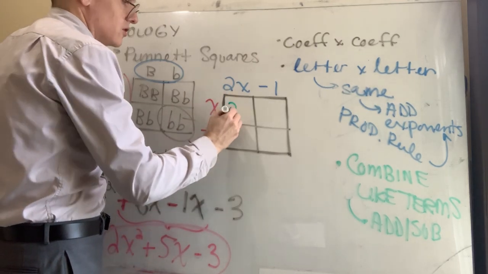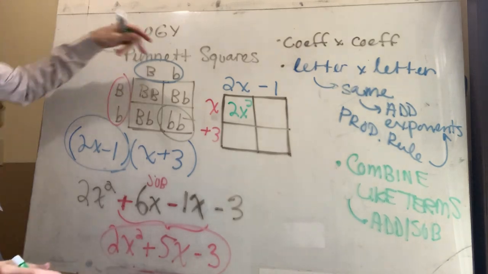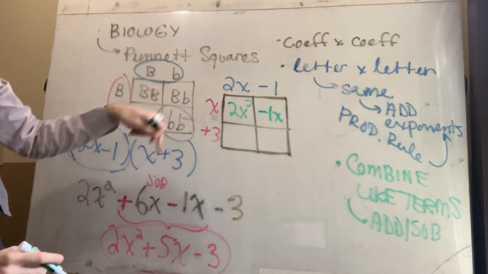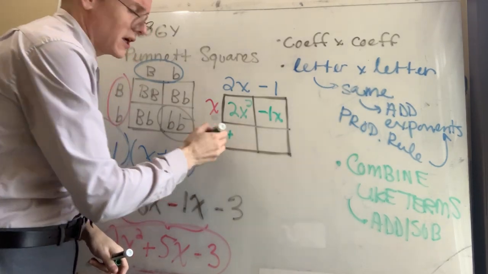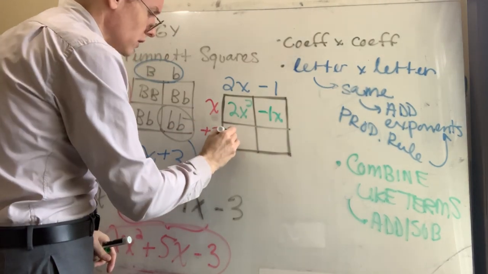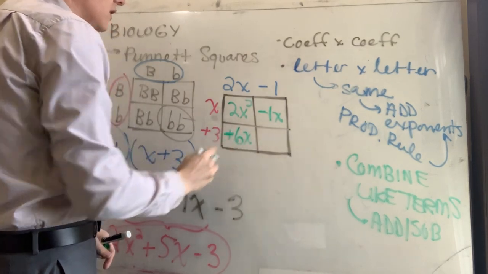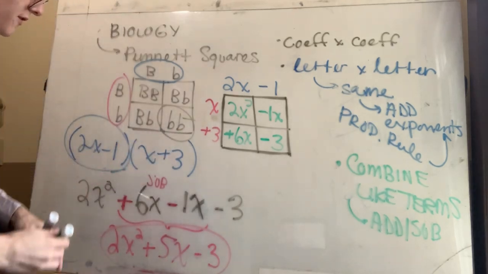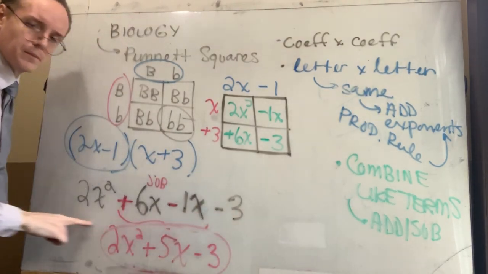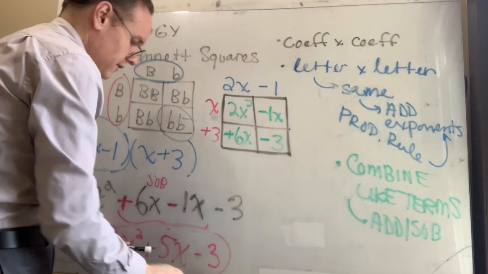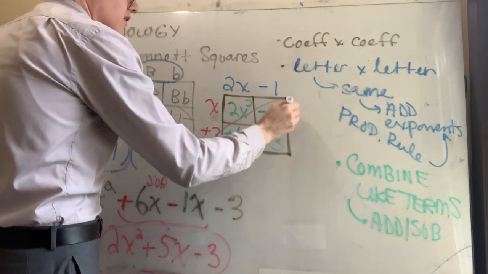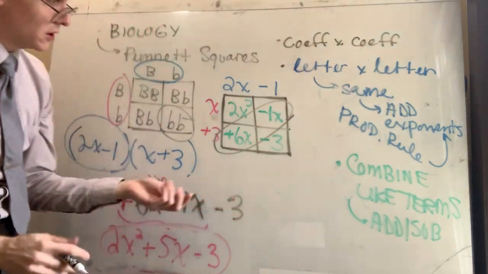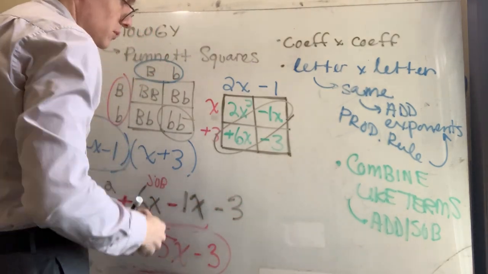2x times x is 2x squared. x times negative 1 is negative 1x. 2x times 3 is positive, and I would include the signs always, 6x, and 3 times negative 1 is negative 3. You get all of the same features that are written in black here. And the kind of cool thing is that the things that are diagonal are the things that you combine because they're like terms. So you would end up with the exact same answer.